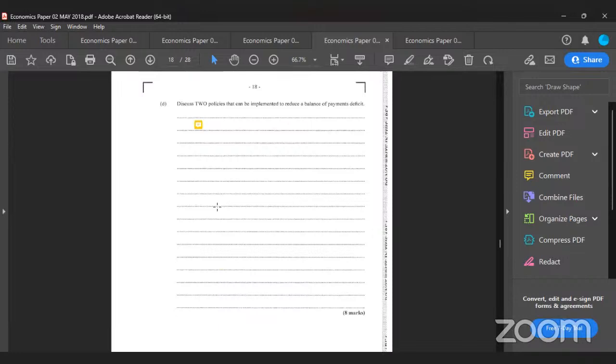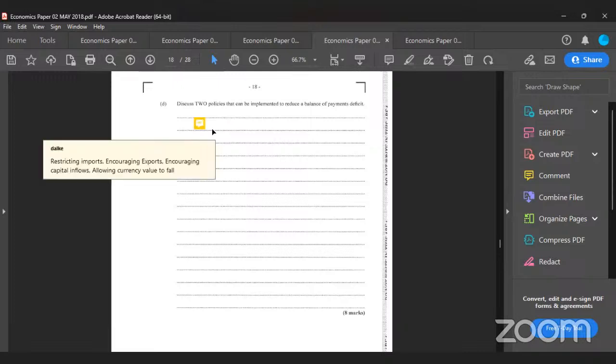Part D asks us to discuss two policies that can be implemented to reduce a balance of payments deficit. I have many policies I can use. So I have a few here. So I have restricting imports. So how would you restrict imports and how would that help? Well, if you restrict imports, then your home currency will not flow out. And when your currency flows out, that's a negative in the BOP, right? So in this way, you would limit the negativity of your BOP. So you restrict imports and you will retain more of the currency.